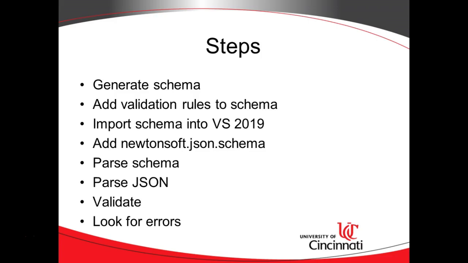So the steps we're going to do, and we'll jump right in after this slide, we're going to generate a schema from existing JSON. We'll add some validation rules to the schema and maybe also review the schema and make any tweaks that we need to make. We'll import the schema into Visual Studio 2019. We're going to add the Newtonsoft.Json.Schema library. We'll parse the schema, parse the JSON, validate it, and look for errors. So without further ado, let's get started.